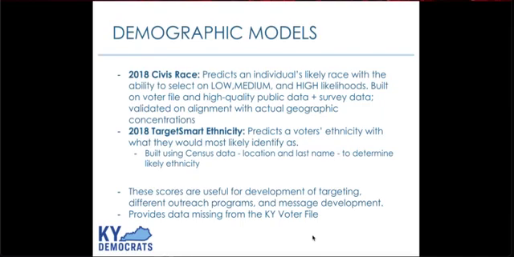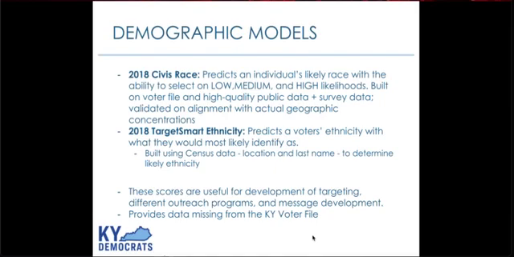The Civis race score predicts an individual's likely race, with the ability to select on low, medium, or high likelihoods. These are built on voter file and high quality public data and survey data, and then validated on alignment with actual geographic concentrations, to make sure we would expect folks of this race to actually be in these geographic areas.